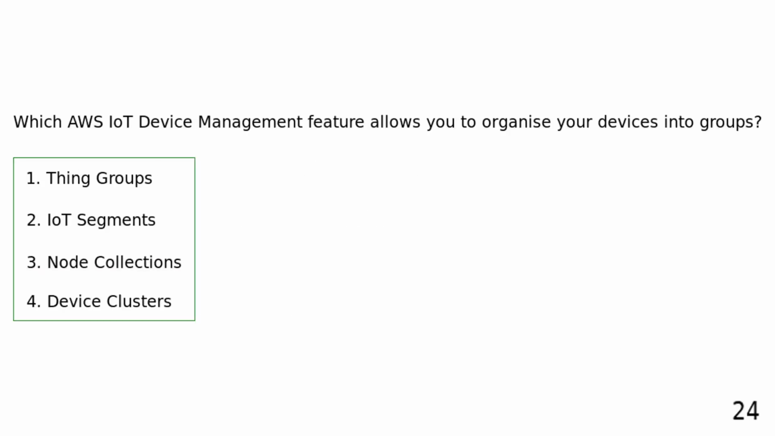Which AWS IoT Device Management feature allows you to organize your devices into groups? Thing groups. IoT segments. Node collections. Device clusters.